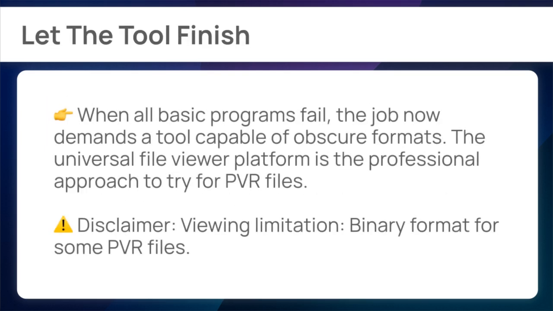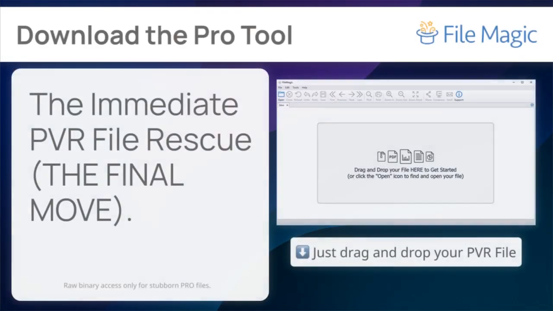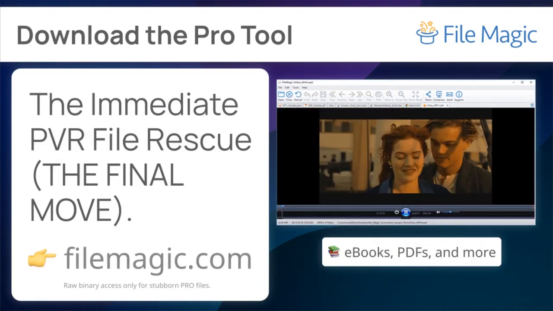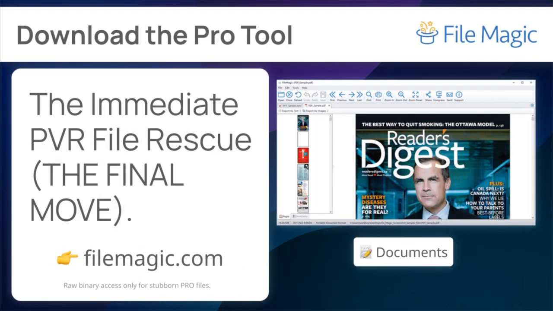If the compatibility test failed, it's time to bypass the application layer entirely and use a universal viewer. This is the most reliable next step to try. Because the specialized software couldn't access your PVR file, you need a dedicated universal solution. FileMagick is the one I always recommend.